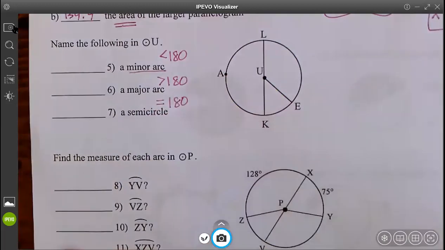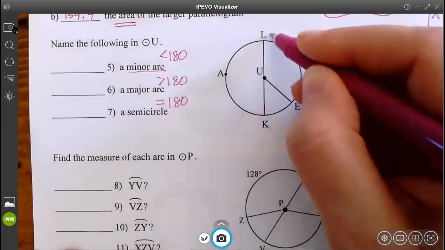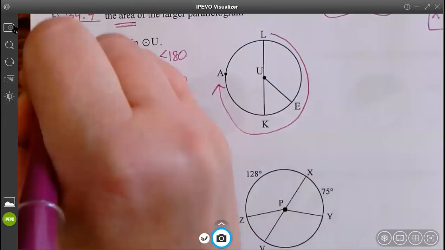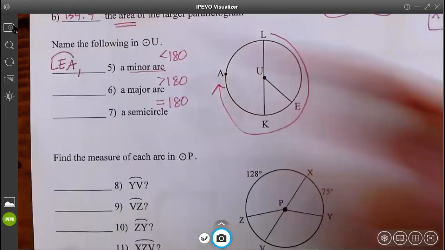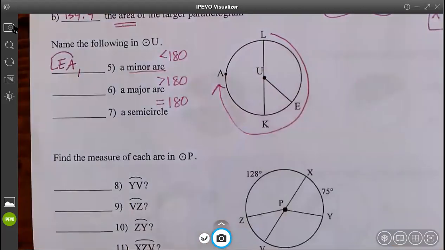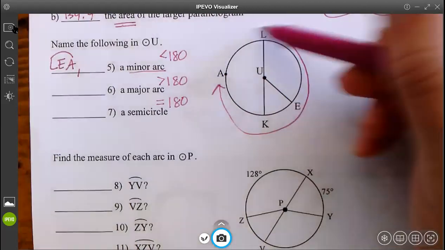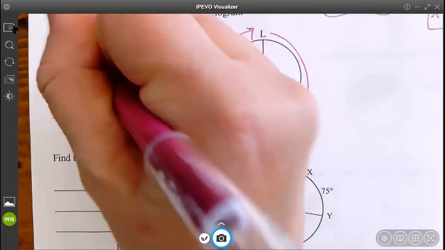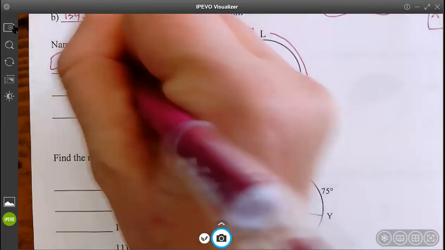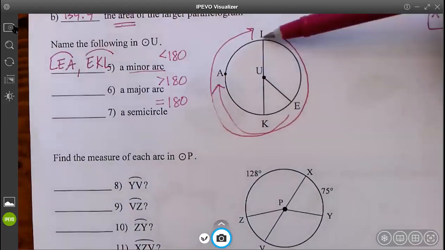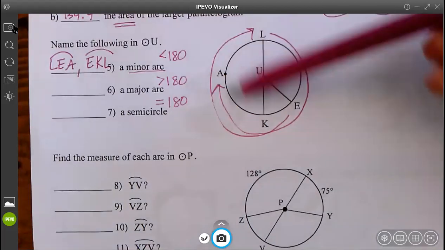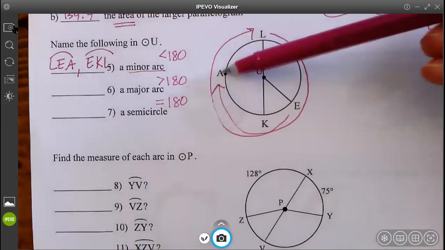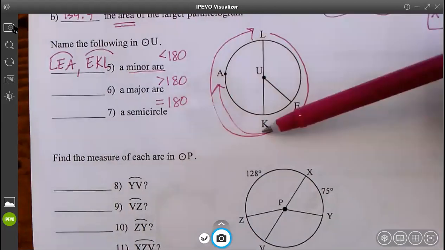So major arcs would be like L, E, all the way to A. So that could be 1. We could do E, K to L going this way. You could have started at L and gone this way. We could have started at A and gone A, L, all the way to K. So there's lots of different ones.